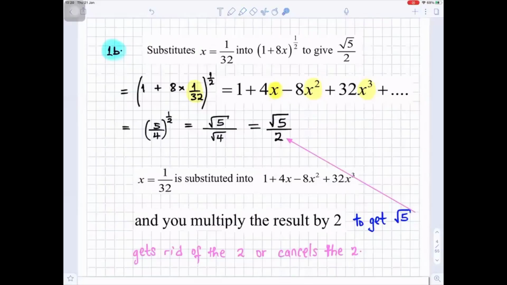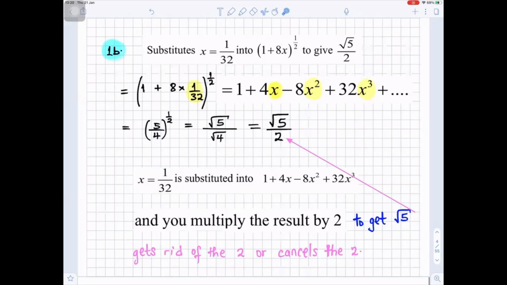For question 1b, you substitute x equals 1 over 32, and you would get 1 over 32 times 8 plus 1. That gives you (5 over 4) to the half. 5 to the power half is the square root of 5, and the square root of 4 is 2.